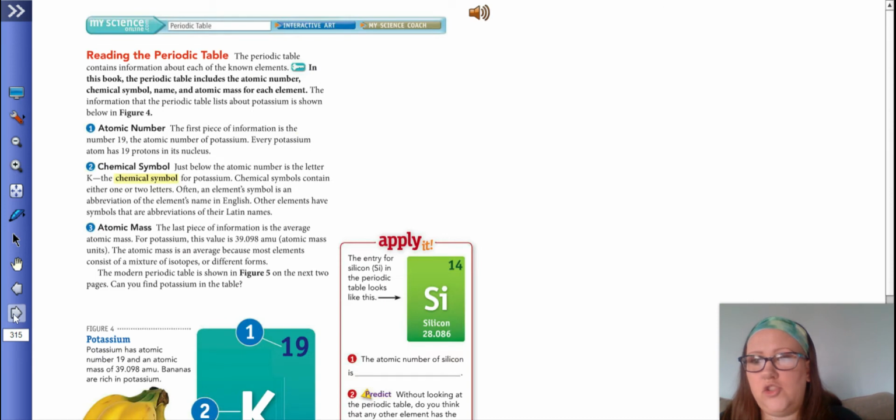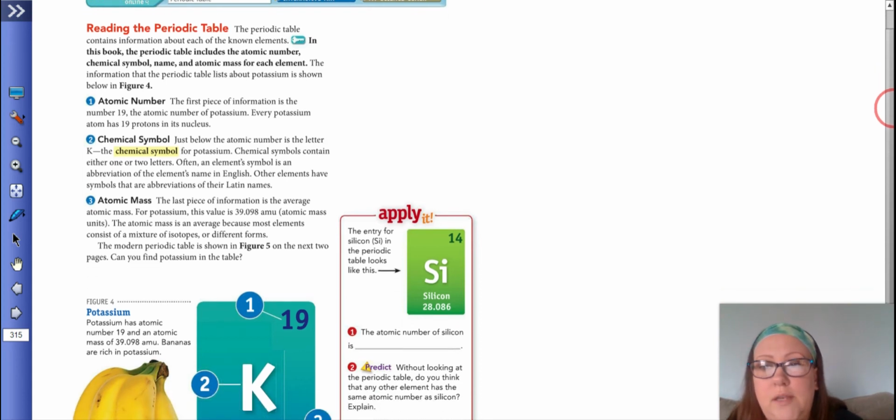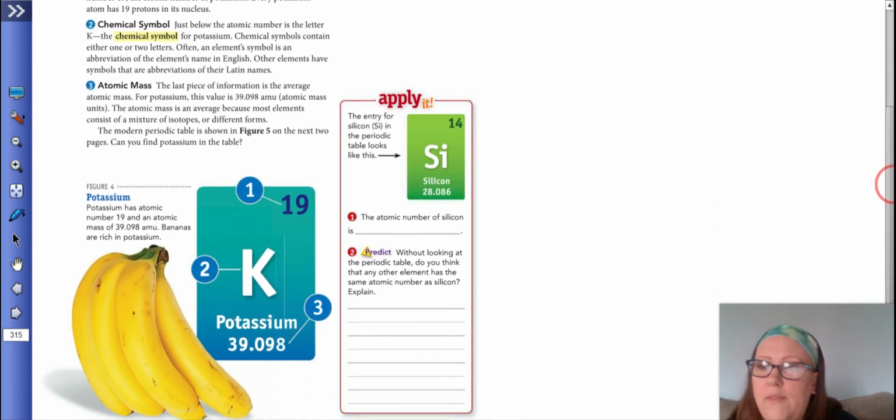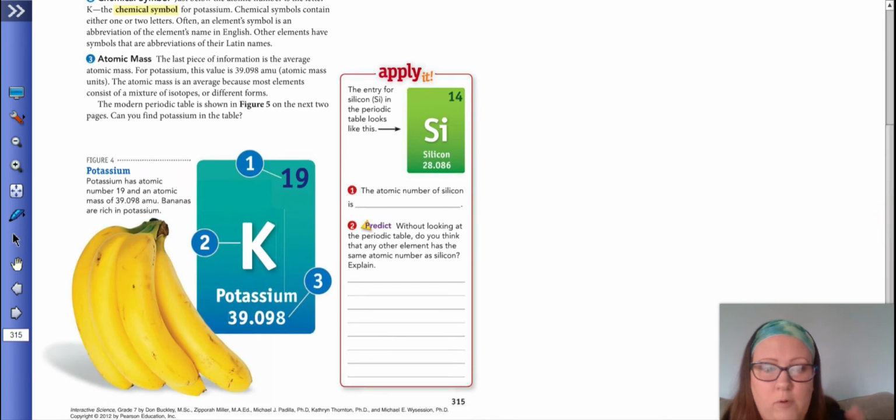Moving on to the next section, when we're looking at a periodic table, there are some things that you need to be familiar with. In this textbook, it's going to have the atomic number, the chemical symbol, name, and atomic mass. When you're working on that adopt an element assignment that you have for week 3, it'll be helpful for you to understand the difference between these things. So here we have the chemical symbol, the element name, we have the atomic mass, and the atomic number.